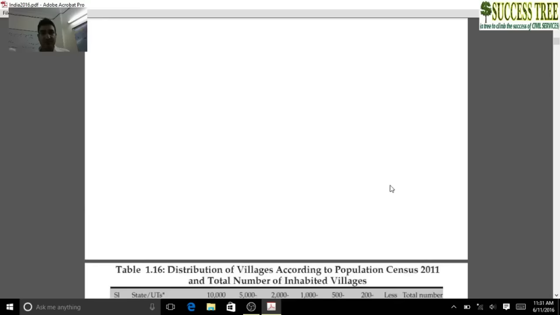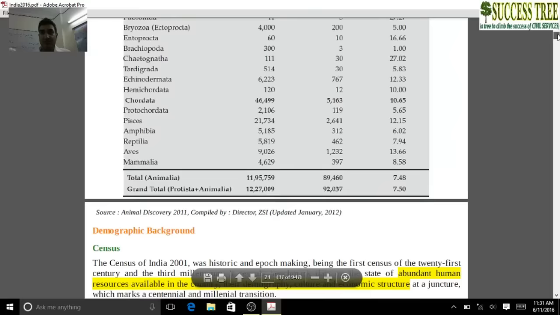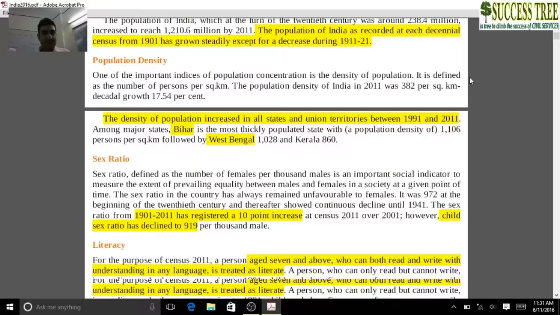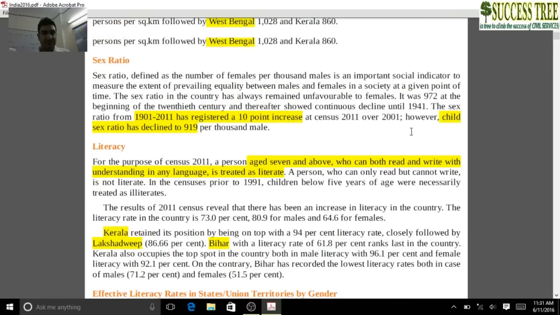So go through this information once. So we see in the literacy, come back to literacy once again.